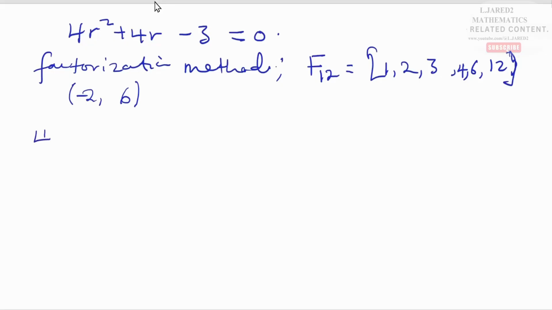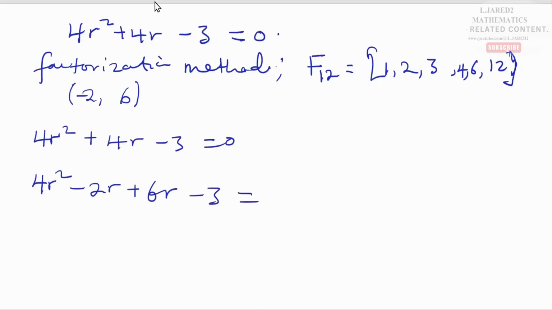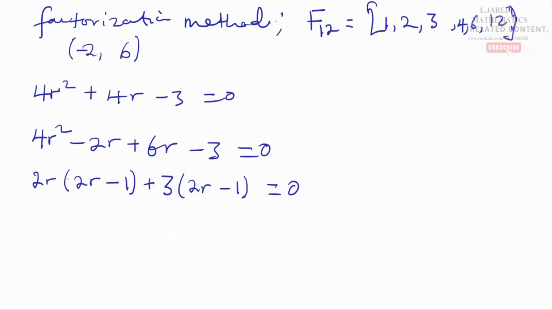So now from this equation, 4R squared plus 4R minus 3 equals 0, we are going to factorize. So we have 4R squared minus 2R, then plus 6R minus 3 equals 0. In here we can pull out the common factor, which is 2R, remaining with 2R minus 1, plus I can pull out the common 3, remaining with 2R minus 1, which will give us 0. Still here we can see that 2R minus 1 is common, so we can factorize it out. We have now 2R minus 1 multiplied by 2R plus 3 giving us 0.